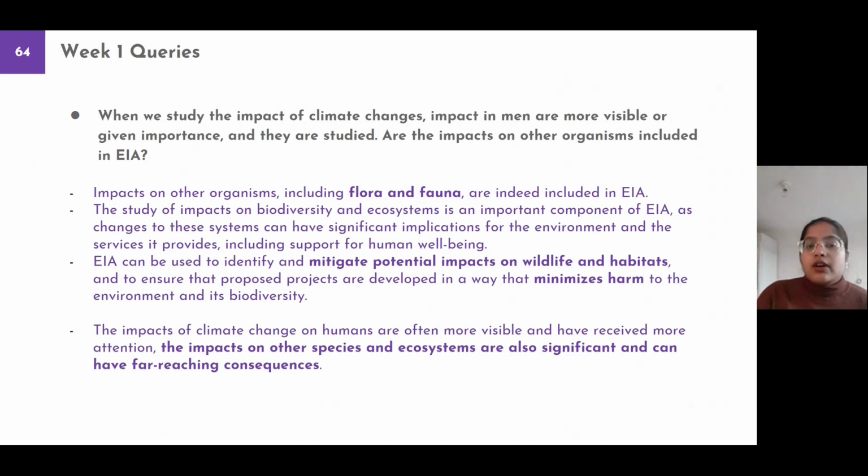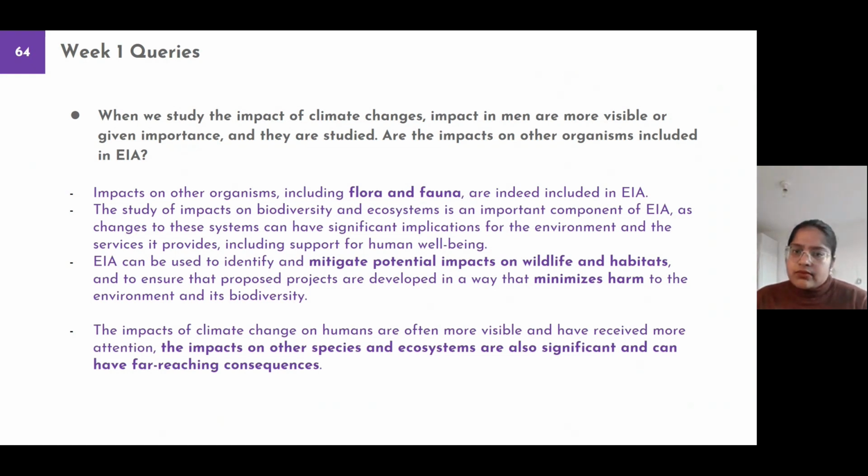So EIA is used to identify and mitigate potential impacts on wildlife and habitats, and to ensure that the proposed projects are developed in a way that minimizes harm to the environment and its biodiversity. EIA does consider other organisms, but a majority of these impacts are more widely studied and presented for human beings, but biodiversity is included in EIA.